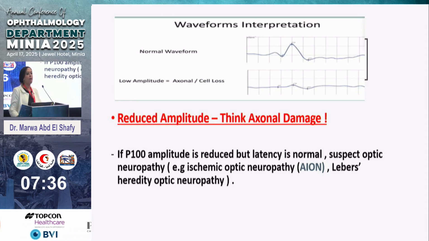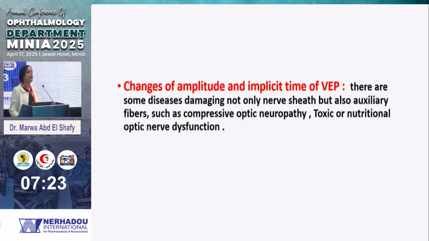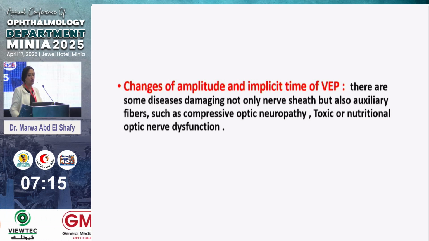So, if P100 amplitude is reduced and latency is normal, suspect optic neuropathy due to ischemic optic neuropathy or Leber's hereditary optic neuropathy. Some diseases can cause a change in both amplitude and implicit time, and these diseases damage not only the nerve sheath but also the axonal fibers, such as compressive optic neuropathy or toxic or nutritional optic nerve dysfunction.